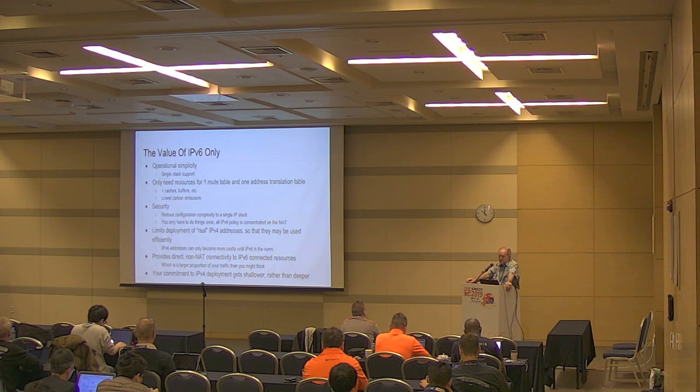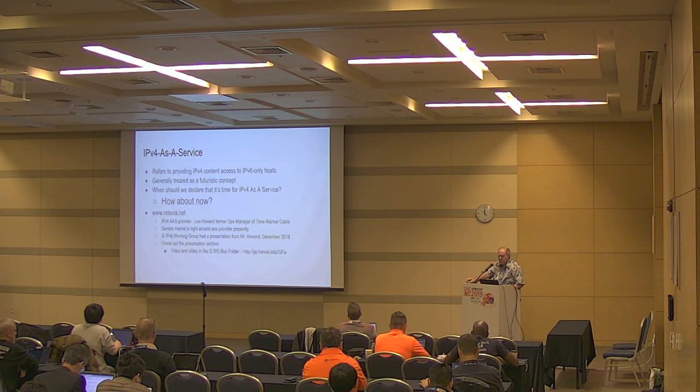You only have to do things once, and all of your IPv4 policy can be concentrated at your NAT. This limits the deployment of real IPv4 addresses so they can be used efficiently, and provides direct non-NAT connectivity to IPv6-connected resources, which is a larger proportion than you might think. The answer to all problems when you've got a V6-only network with V4 as a service is to move it to V6. And if we get people to see that as the economy, then we'll be in a lot better position for V6 deployment, and your commitment to V4 deployment gets shallower rather than deeper.